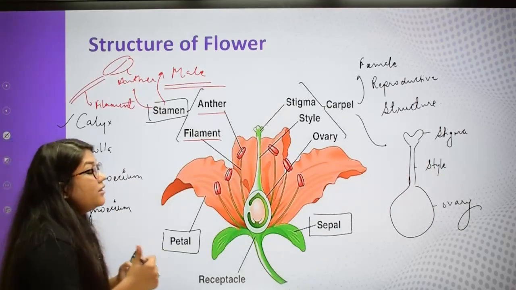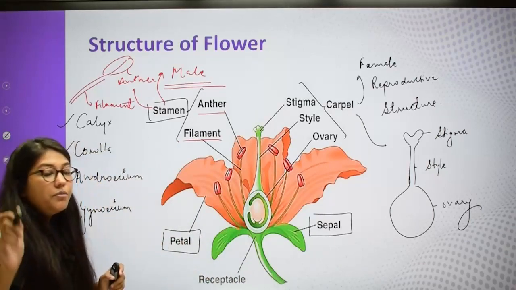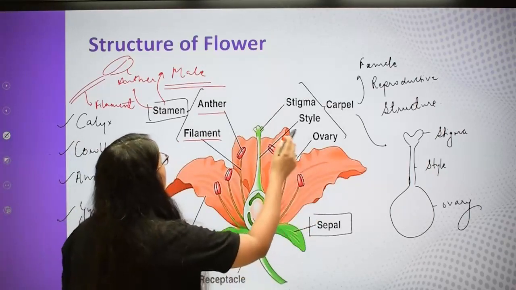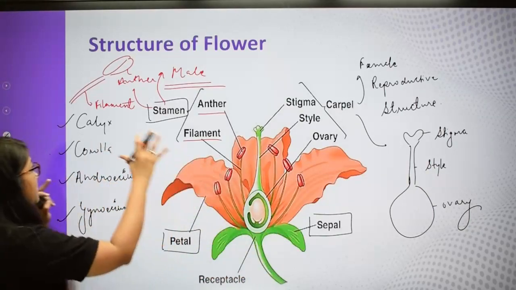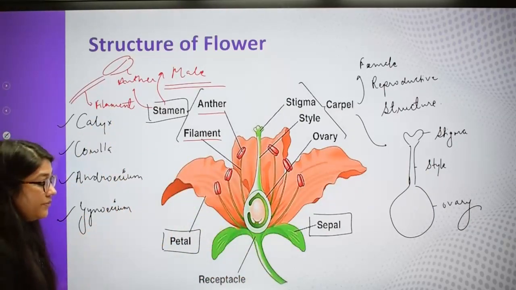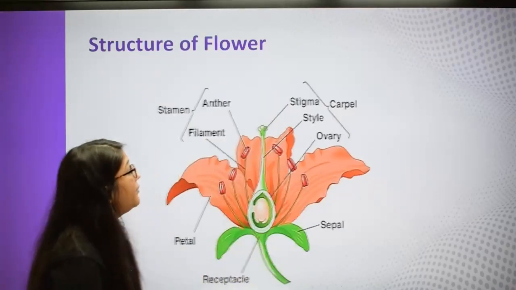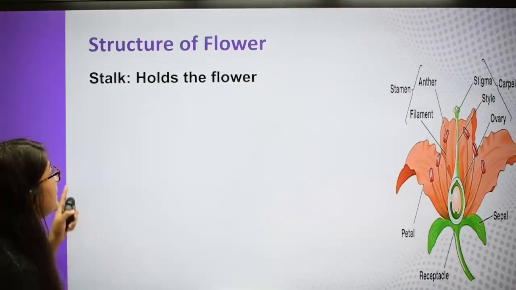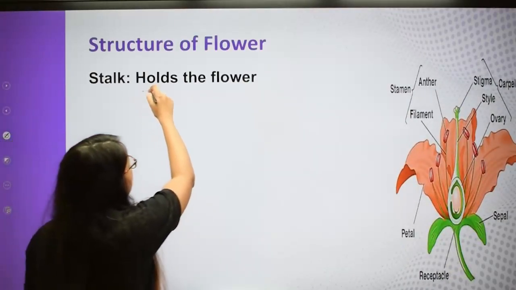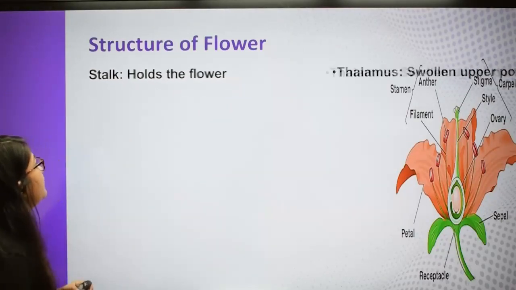So again here the four important terms that you have to remember. What are those four important terms? Petal, sepal, carpel and stamen. And what are we going to do? We are going to pick these terms और हम उनको यहाँ पे fit करेंगे. Right? Other than that, of course, pedicel is there and thalamus is there. Now moving on. Stalk. Stalk holds the flower, right? A stalk is going to do what? It is going to hold the flower.